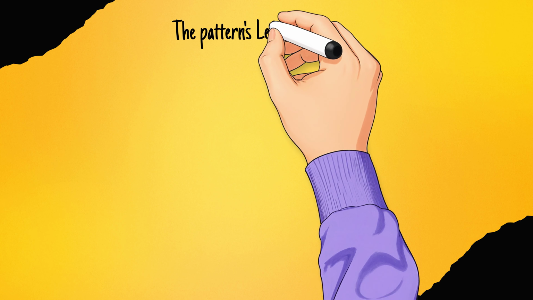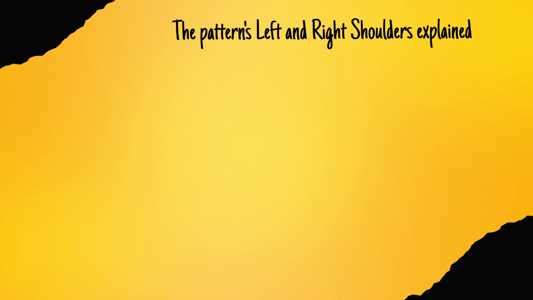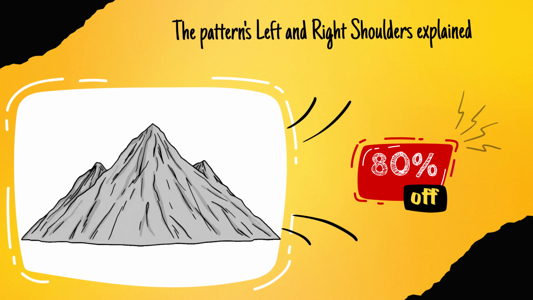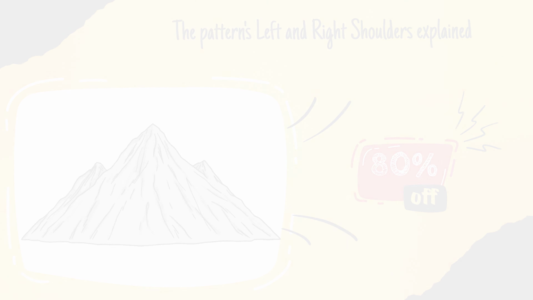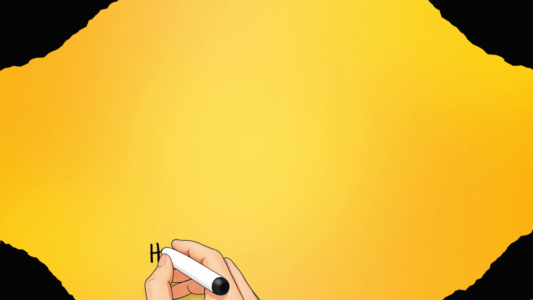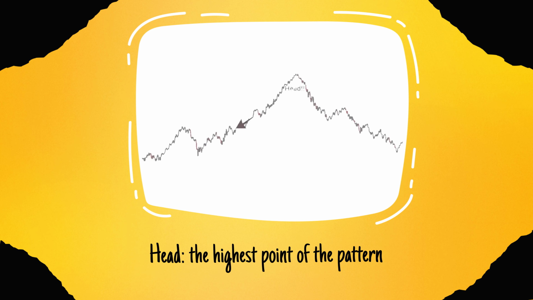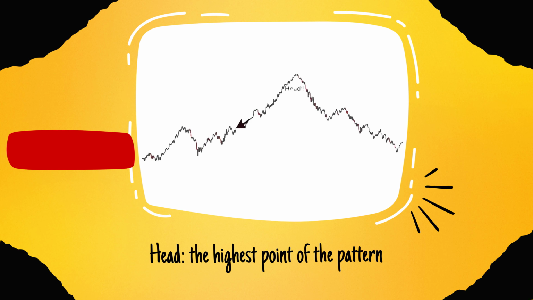Part 1 and 3, the left and right shoulders. These are two price peaks that occur after a long uptrend, but fail to exceed the central peak. Part 2, the head. This is the highest and most prominent peak in the center of the pattern. It represents the point where the uptrend reaches its absolute maximum before failing.